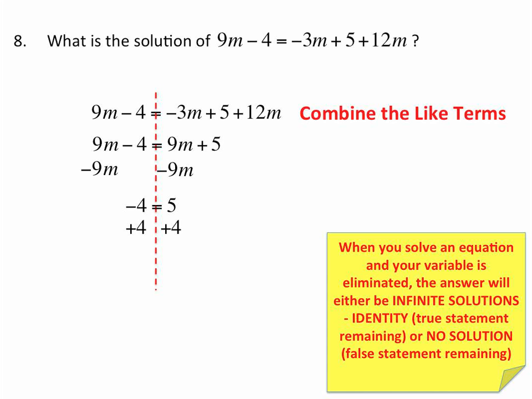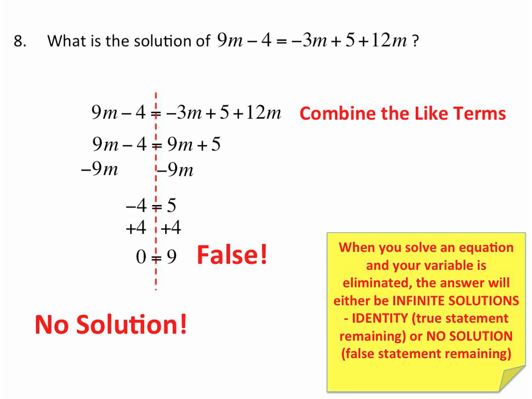Some people would continue and simplify it as far as they can, and you'd get down to 0 equals 9. Well, 0 equals 9 is still a false statement, so that would be a no solution kind of problem.